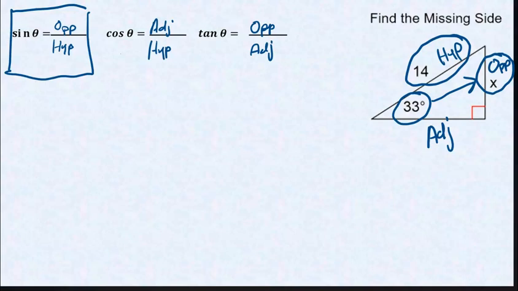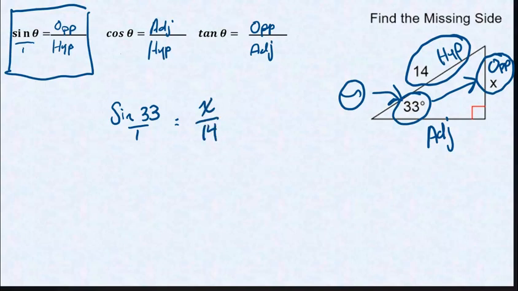Once again, as I showed you last time, the table shows you how to set this up. Now we're going to plug into the ratio. So sine 33, because this is my reference angle, or theta, over 1 equals x over 14. Be careful. It's a common problem I see all the time amongst my students. Do not flip the ratio. Opposite over hypotenuse is how this has to be set up.